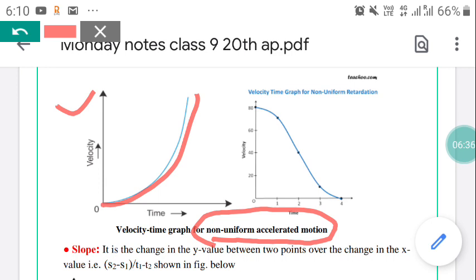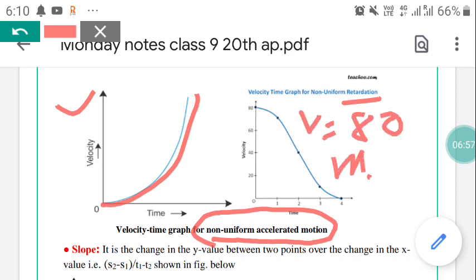But if I ask you to draw a velocity time graph for non-uniform retardation, retardation means your velocity is decreasing with time. Like you are moving with velocity 80 meter per second.